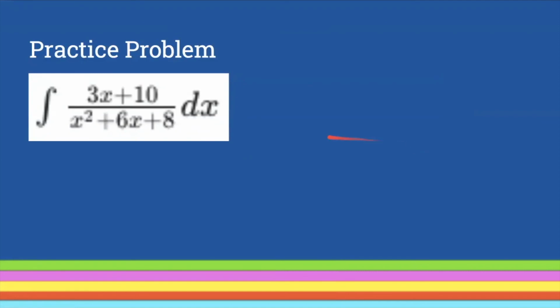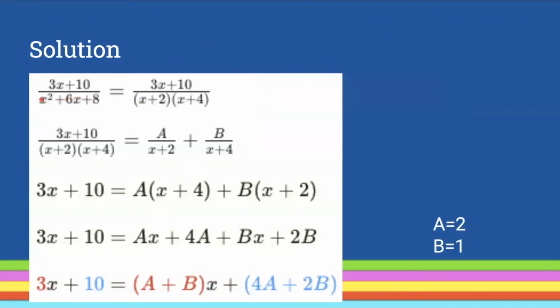Here's the solution. So you factor the denominator into x plus 2 times x plus 4, and then this fraction can be written as a over x plus 2 plus b over x plus 4, multiplying both sides by x plus 2 times x plus 4. You get this, and then distributing the right side and grouping together the terms with and without x, we get this system of equations: 3 equals a plus b, and 10 equals 4a plus 2b. If you solve, you'll get that a is equal to 2 and b is equal to 1. So now we can plug that into our original decomposition.